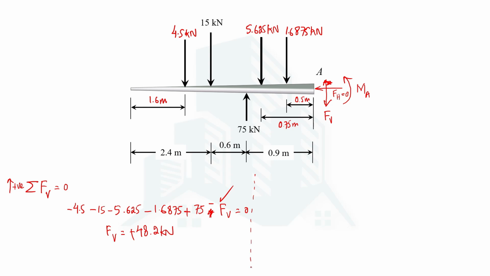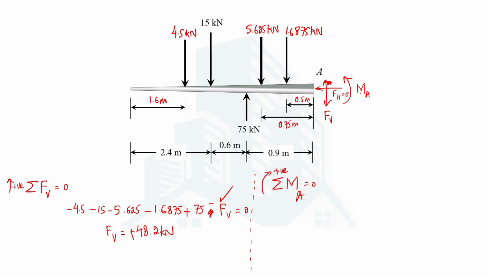The other reaction that we are in need of is the moment acting at point A. For that we need to apply the third condition of equilibrium, which is summation of all moments acting at any point equal to 0, and I usually take clockwise moment as positive. It's up to you whether you take anti-clockwise as positive. So I take the point as A. So I take summation of all moments acting at point A equal to 0.